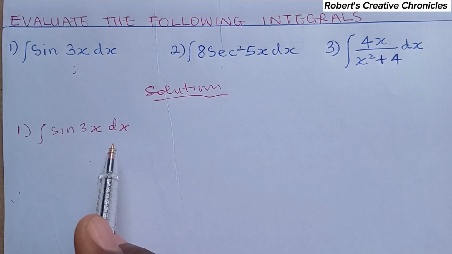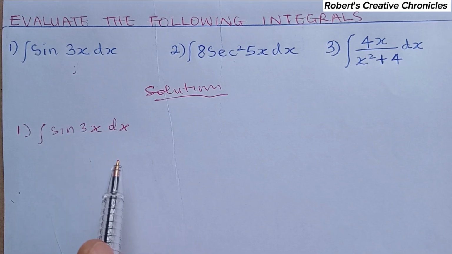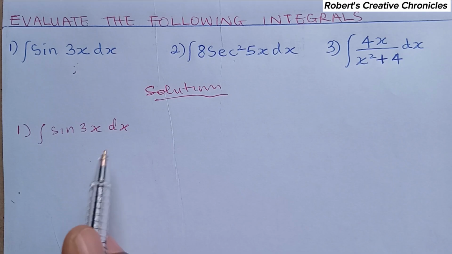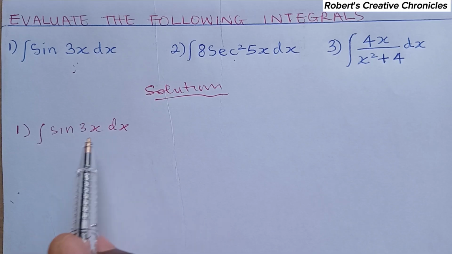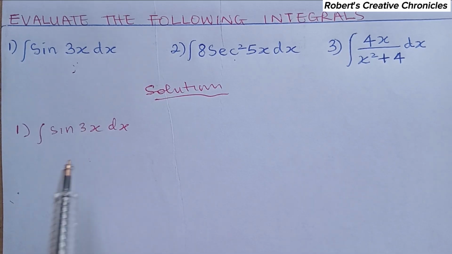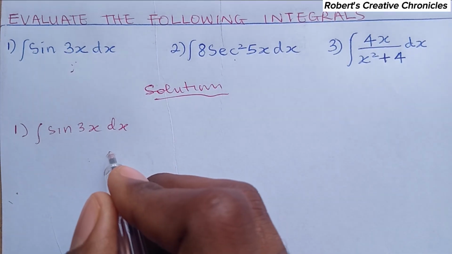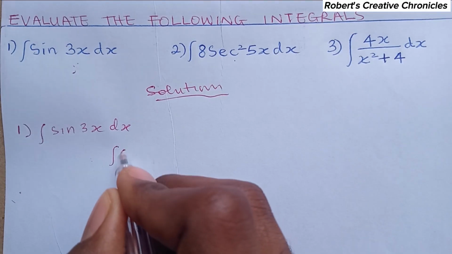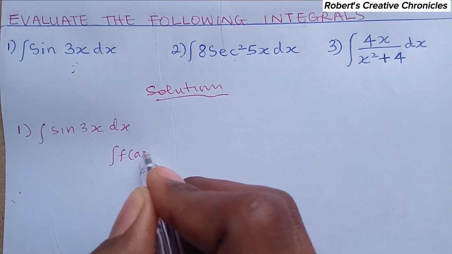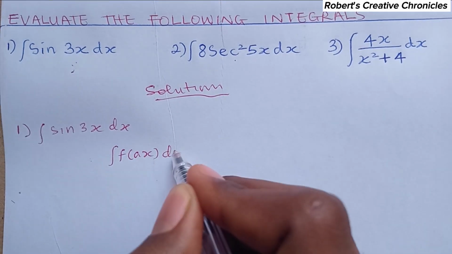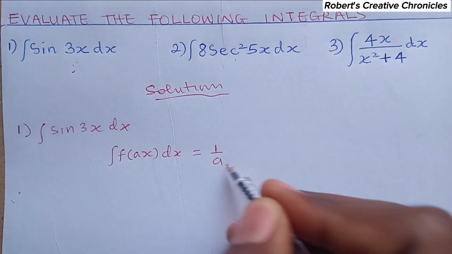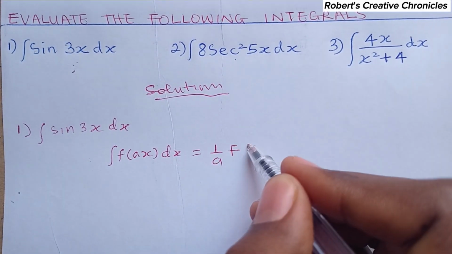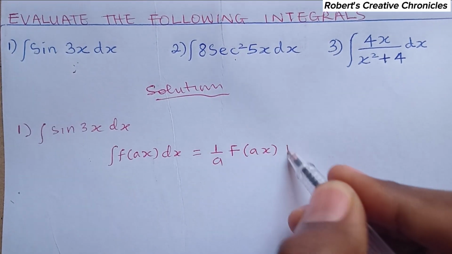Now, this kind of function, we will integrate using the substitution method, but there's also a shortcut you can use. It is given that the integral of f(ax) dx will be equal to 1 over a times F(ax) plus c.